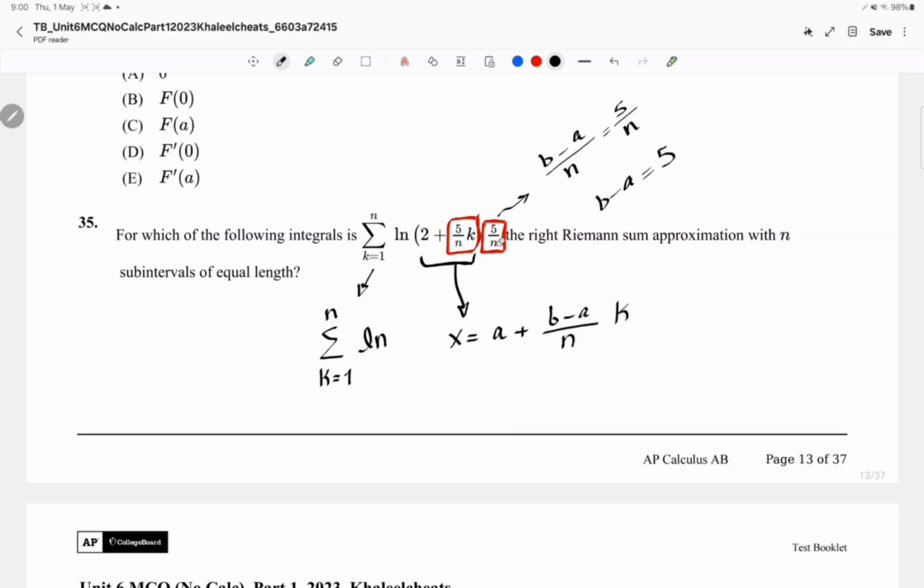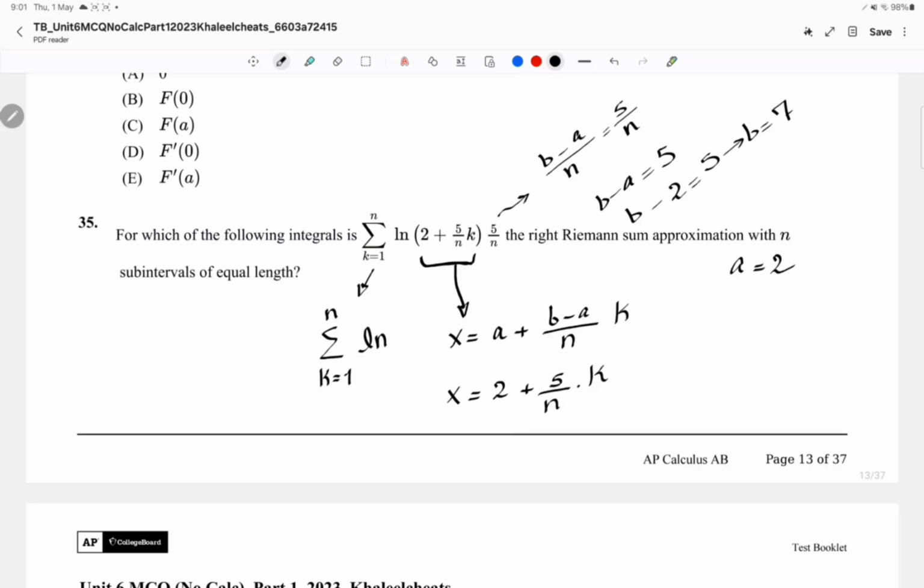So what this basically means is that here we have x is equal to 2 as the a, plus 5 over n times k. So right now we just found out that a is equal to 2. So go back to the equation. b minus 2 is equal to 5. So b is equal to 7.